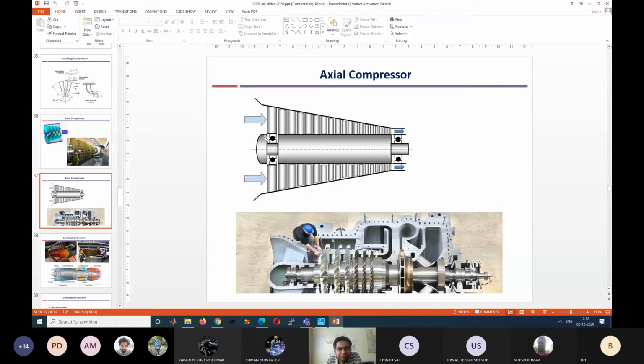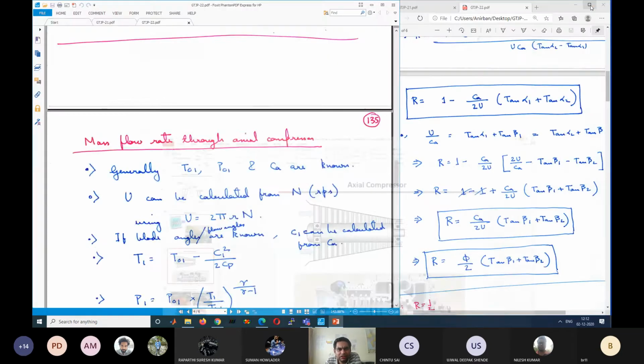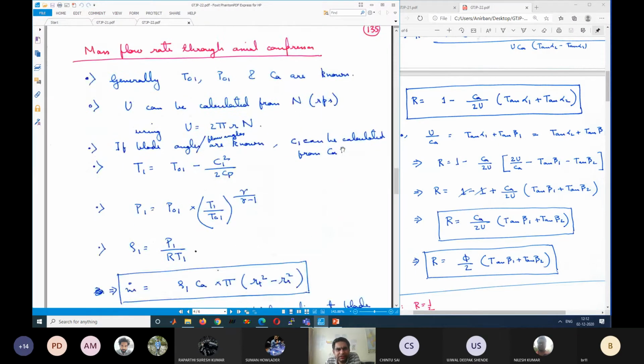But sometimes when designing, you will have a certain mass flow rate at the inlet. You know the overall mass flow rate in the cycle, and you have certain design parameters like the value of CA fixed based on some Mach number, and blade velocity U may be fixed based on rotational speed, and we need to calculate the other parameters. So let us have a quick discussion on how those are done.